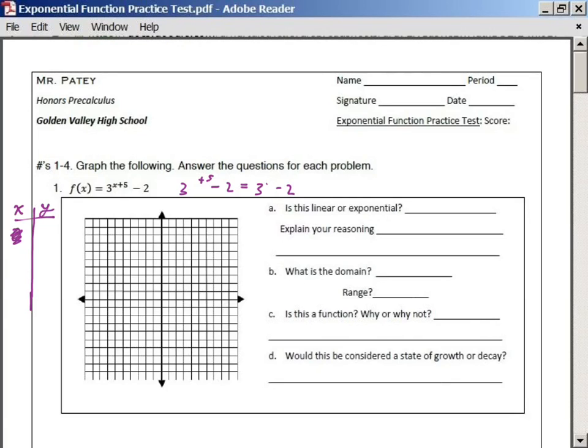Negative 5. Why would she say negative 5? Let's see. She knows her math. If I plug in negative 5, what's negative 5 and 5? 0. So what do you get? What is 3 to the 0 power? 1, and I subtract 2, I get negative 1. Oh, that's nice. That totally fits on my graph.